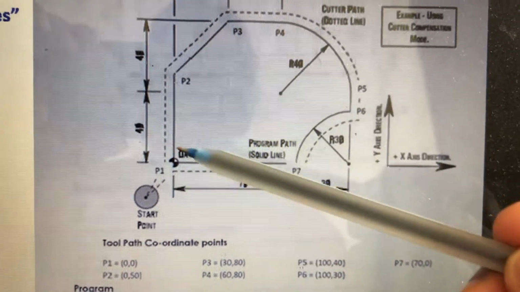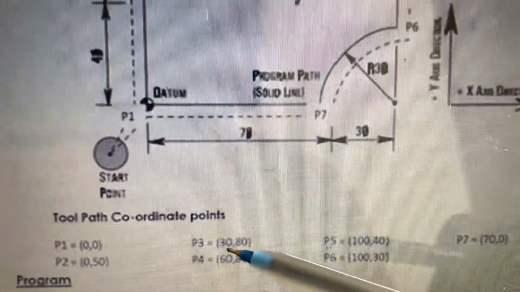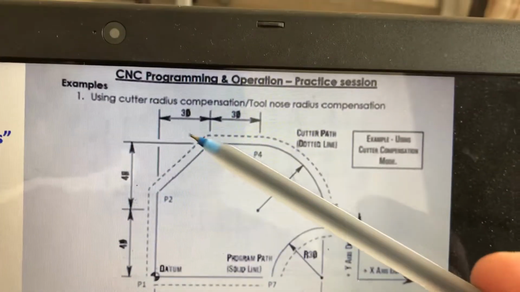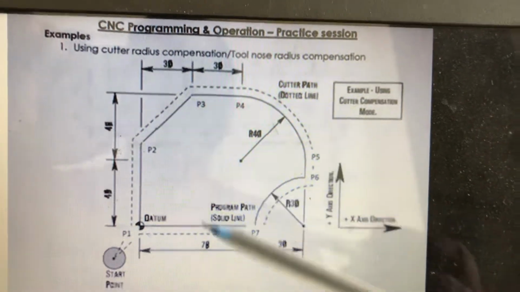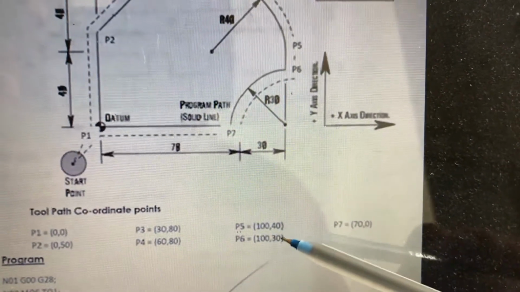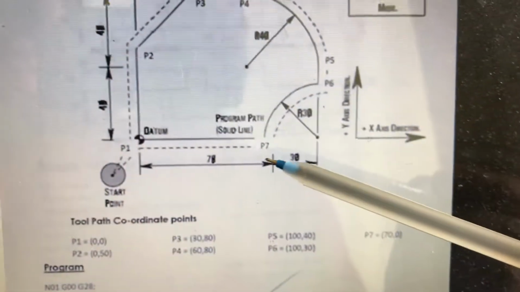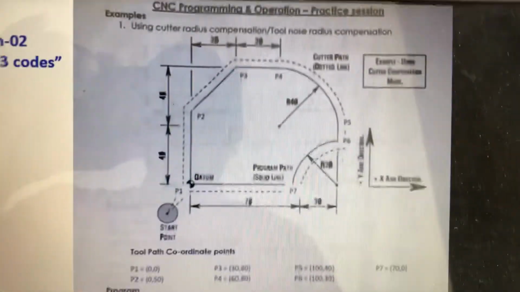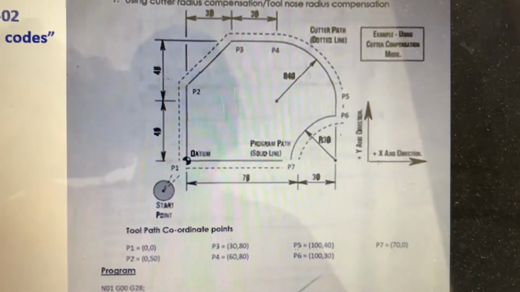It is 0, 50. X is 0, Y is 50, and at P3 it is 30, 80, and P4 it is 60, that is 30 plus 30 is 60, so 60, 80. At P5 it is 40, 100, and P6 is 100, 30, and P7 is 70, 0, and again P1 is 0, 0. So these are the coordinate values. We have found the values of X, Y at different points.